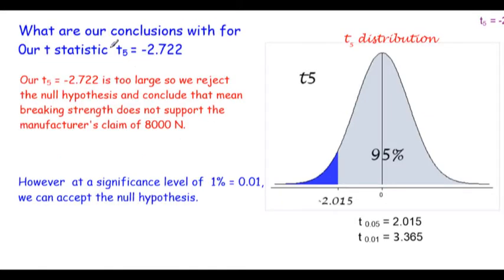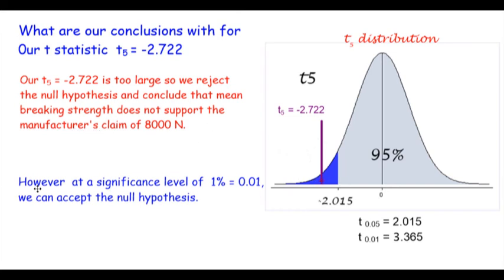So what's happening? Our t-statistic of minus 2.722 is in fact too improbable at 5%. Let me see if I can bring it in. Grab it, hold it. Here it is, so it's down here somewhere. You can see it's obviously not in the acceptable region, which is over here, so we're rejecting it. The mean breaking strength does not support the manufacturer's claim of 8,000 newtons. In fact, it's actually less.